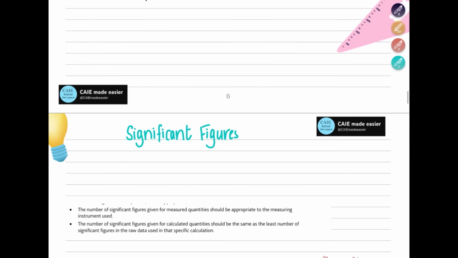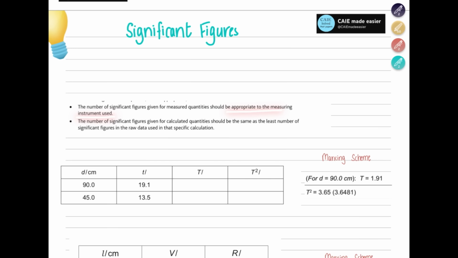Now let's move on to another concept, which is significant figures. The number of significant figures should be the same as the least number of significant figures in the raw data. This simply means your significant figures should be the same as the question. If in the question they have two different numbers of significant figures, for calculation, use the one that has the least number of significant figures. For example, if one is 2.1, the other is 2.63, your answer, when you did some calculations, should have 2 SF like this.